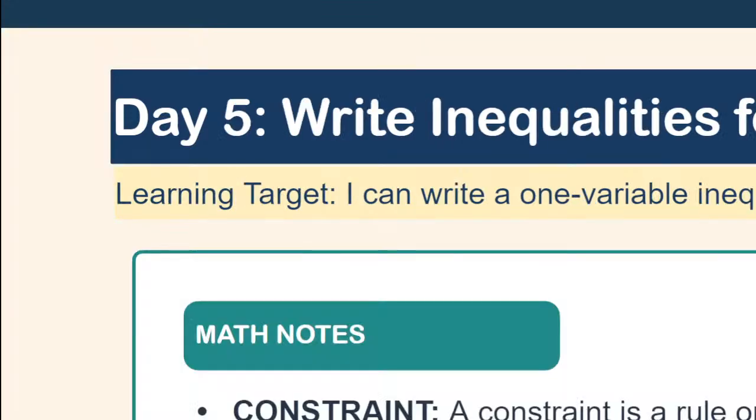Okay, number 5, Day 5, write inequalities for constraints. Learning target: I can write a one variable inequality from a rule or limit. Math notes: a constraint is a rule or limit that tells which values are allowed. Step 1, choose a variable and tell what it represents. Step 2, fill in the boundary number in the sentence. At least or or more, greater than or equal to, because the boundary value is included. At most or no more than, less than or equal to, because the boundary value is included.